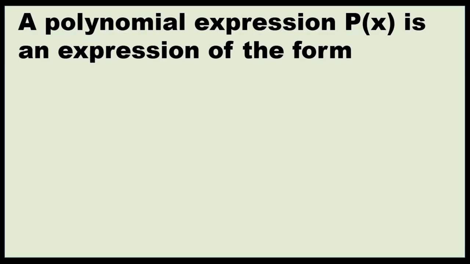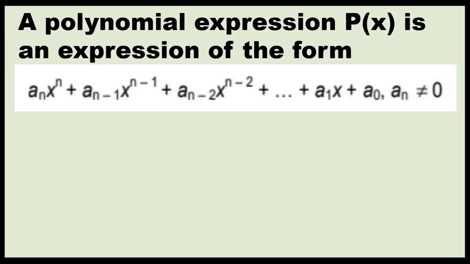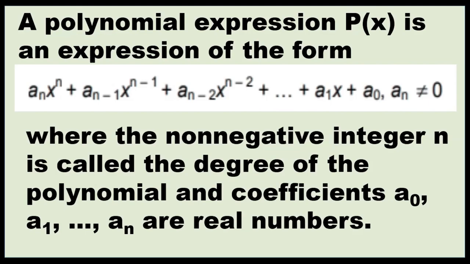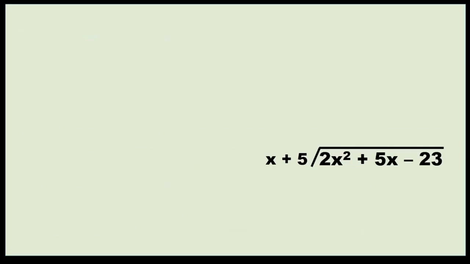Before that, let's have the definition of a polynomial expression. A polynomial expression, or p of x, is an expression of the form: where the non-negative integer n is called the degree of the polynomial and the coefficients a sub 0, a sub 1, until a sub n are real numbers.